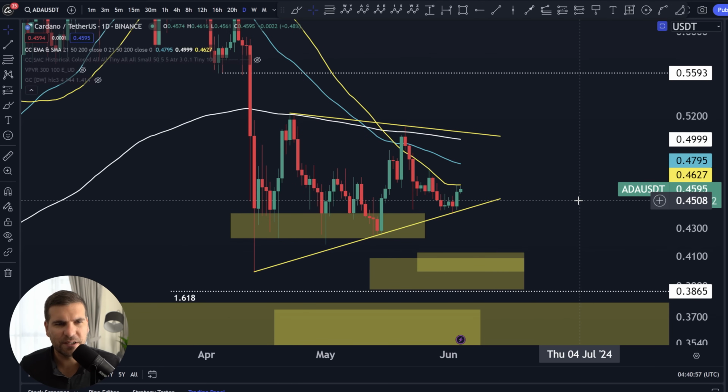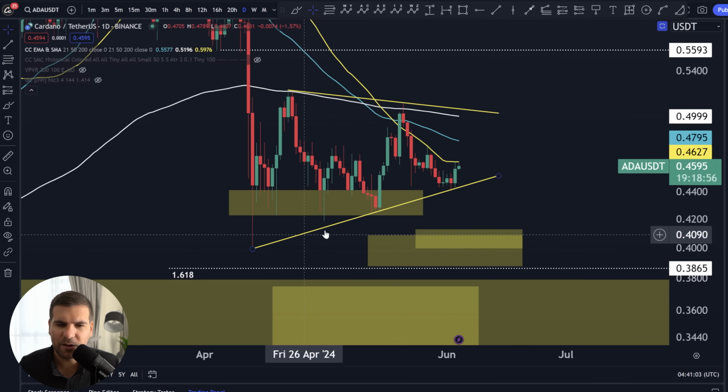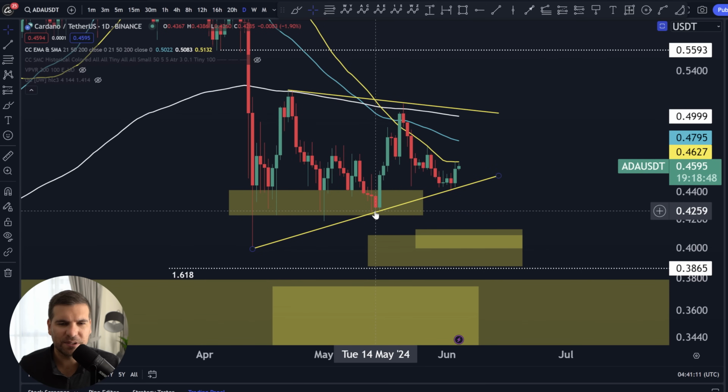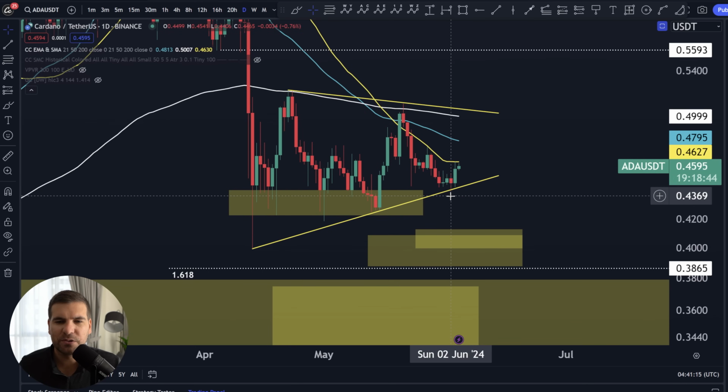So here we have Cardano's ADA paired up with USDT. We're on the 1-day Binance chart and you can see we had our upward trend line here. This is something that started out on the 13th. We got close to testing it on the 1st of May, tested it on the 13th, 14th, and 15th of May, and most recently we tested it on the 2nd of June and 3rd of June before rallying back up.